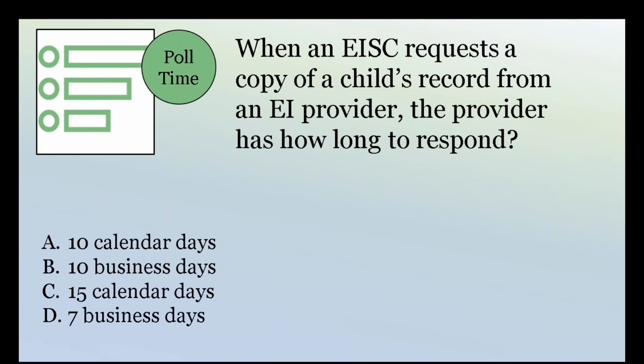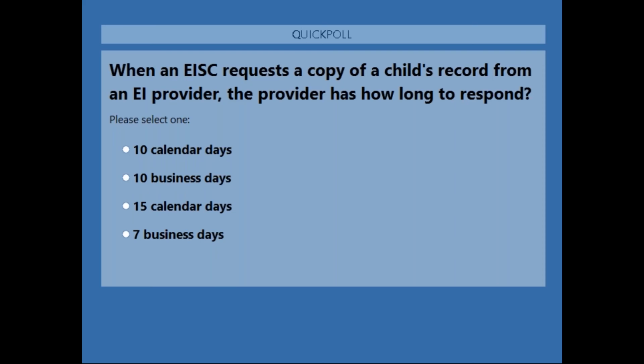Okay, so time for a quick knowledge check. When an early intervention service coordinator requests a copy of a child's record from an EI provider, the provider has how long to respond? Is it 10 calendar days, 10 business days, 15 calendar days, or 7 business days? Well, we have about 46, 48, 50% have voted, and 10 calendar and 10 business days are tying.